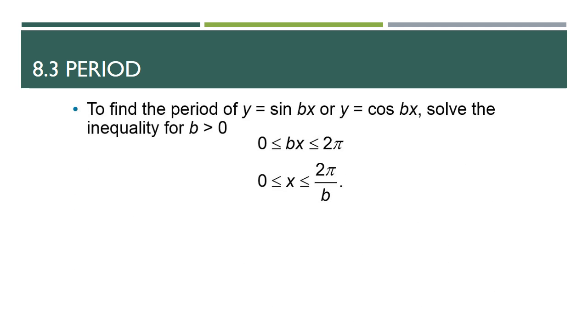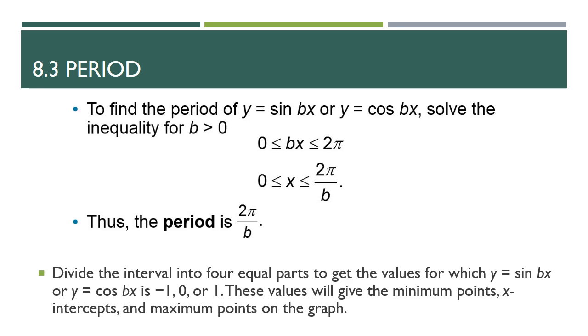To find the period of y equals sine bx or y equals cosine bx, we solve the inequality for b greater than 0. So we say, okay, 0 is less than or equal to bx, which is less than or equal to 2 pi. If you divide everything by b, you get that x is between 0 and 2 pi over b. So our period actually becomes 2 pi over b.